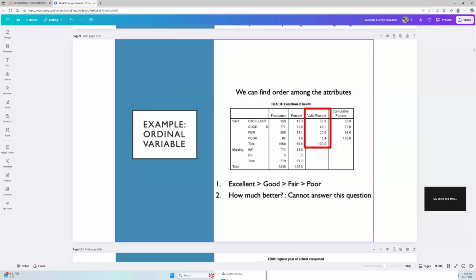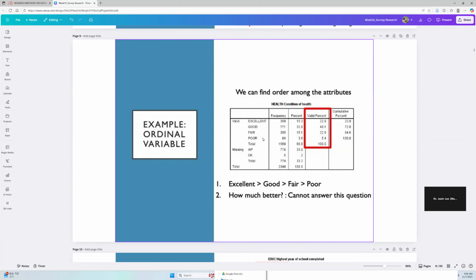So usually these are categorical variables. We cannot find fixed intervals among them, but we can compare the order of the answers. Take the health condition of people: excellent is the best level of health condition among these attributes, and good is a little bit less, but still very good. Fair is a very normal health condition, and poor is the worst level.